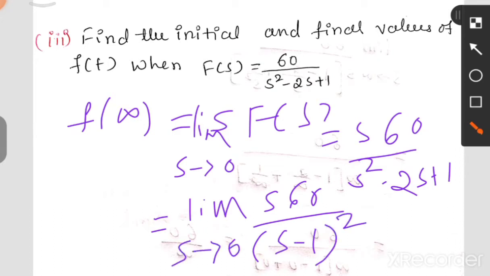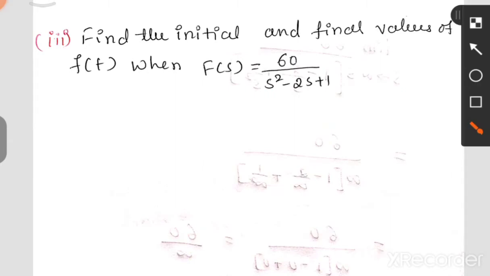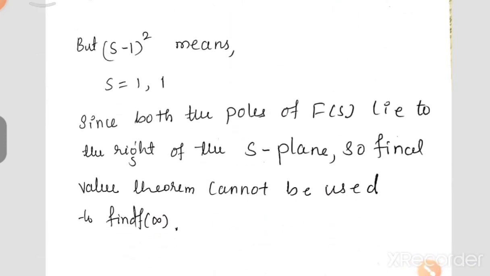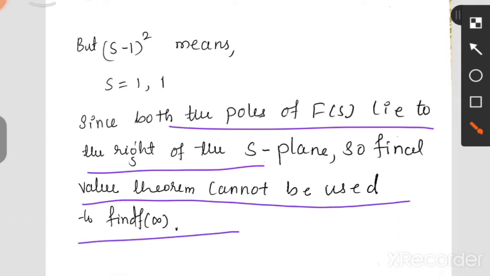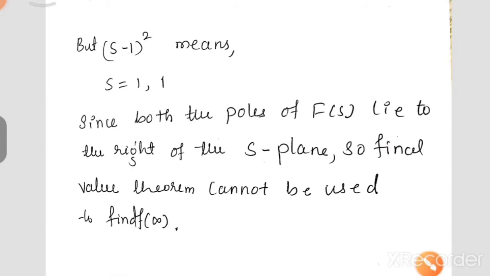In this case, the denominator is s minus 1 whole square, which means s is equal to 1 and 1; there are two roots. Both are positive. Therefore, since both the poles of f of s lie on the right side of the s plane, the final value theorem cannot be applied. So to find this final value, we cannot apply the final value theorem. Therefore we cannot do it. So we can write the sentence over here.